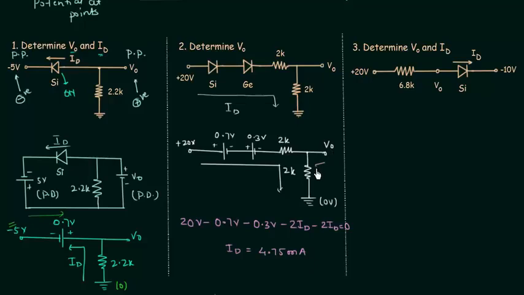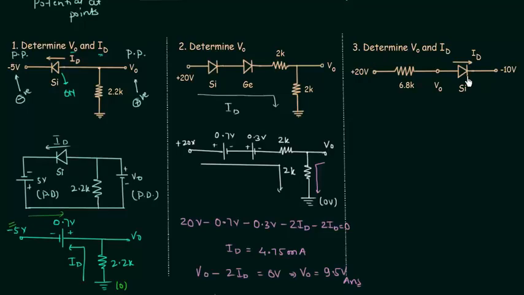Now we will calculate V naught. Start from V naught and move towards the ground. So we have V naught minus 2 ID equal to 0 volts. When you solve this, you have V naught equal to 9.5 volts. This is the answer. Now I will solve the third problem.